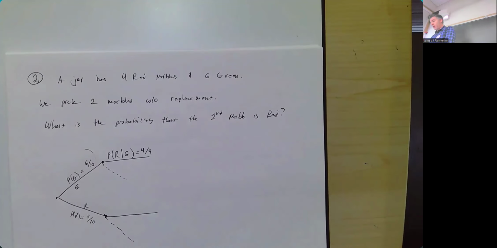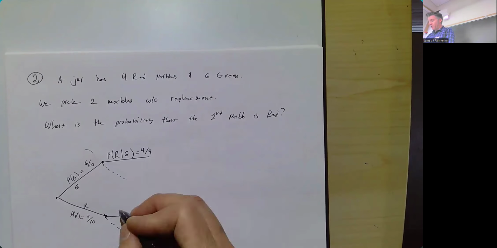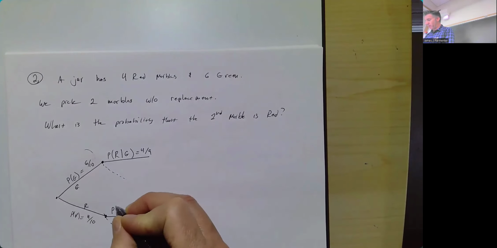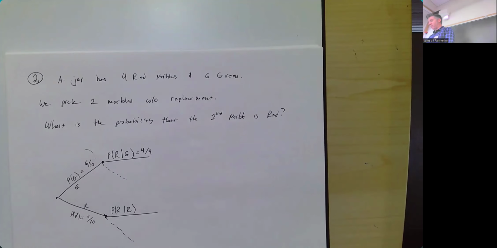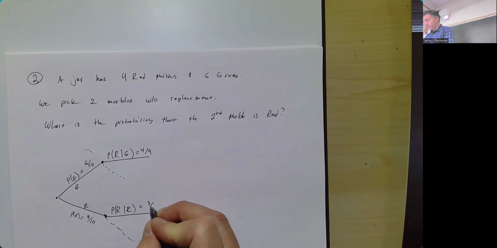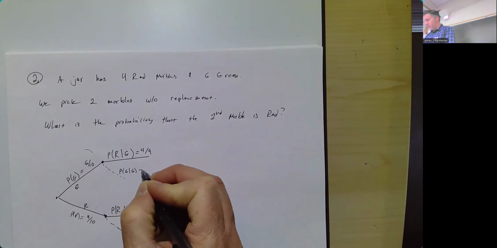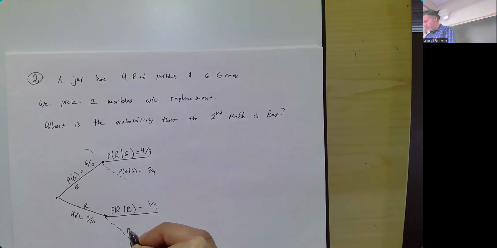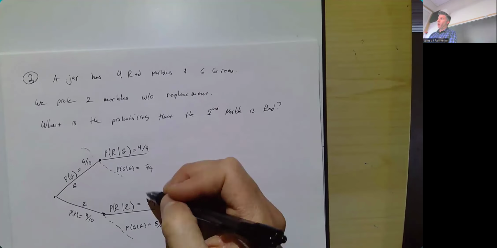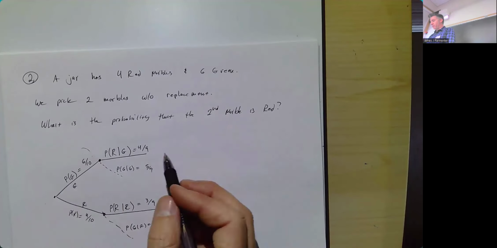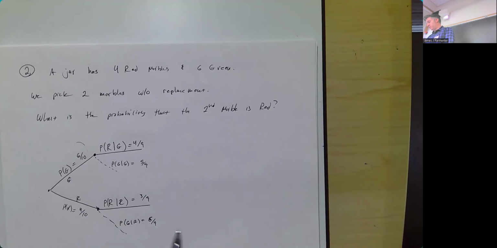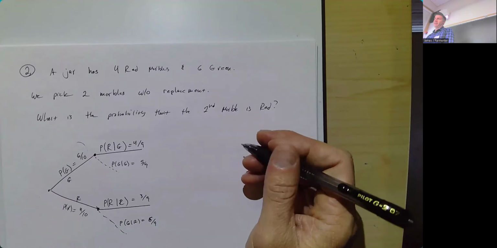On the other hand, if the first marble was red, now what's the probability that the second marble is red, given the first marble is red? 3 out of 9. I will point out, if I was finding the probability of green, it would be 6 out of 9, so that they still add up to 1 like they should. But I really only care about the solid lines, not the dashed lines.